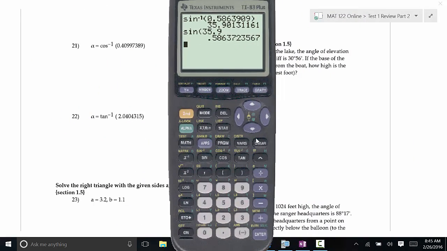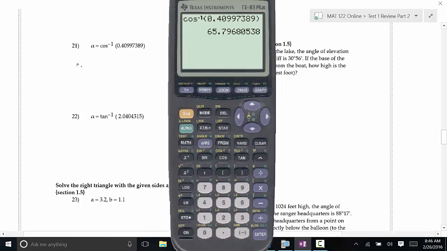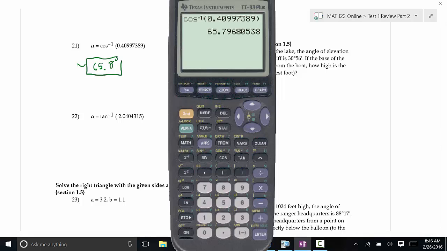So this next problem to the side here, we're just going to go second cosine of 0.40997389, like that, and we'll get the answer of the problem. So just round that off to one decimal. So that looks like that's going to be 65.8 degrees, like that. Okay, all right, moving on.